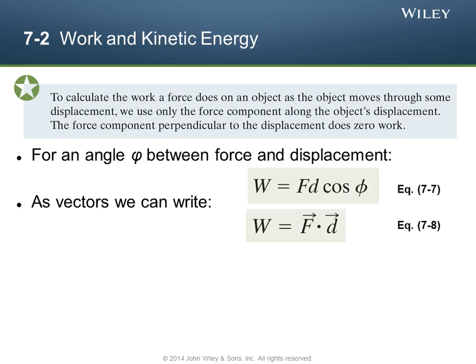Now keep in mind, this is a dot product. This symbol here does not mean multiplication. It means the dot product because these are two vectors. So we have to go back to our dot product techniques, and we can do this. Now, if we have the magnitudes and the angle between them, then yes, we can use F d cosine phi. But if we have the vectors in vector components, we have to carry out their dot product.